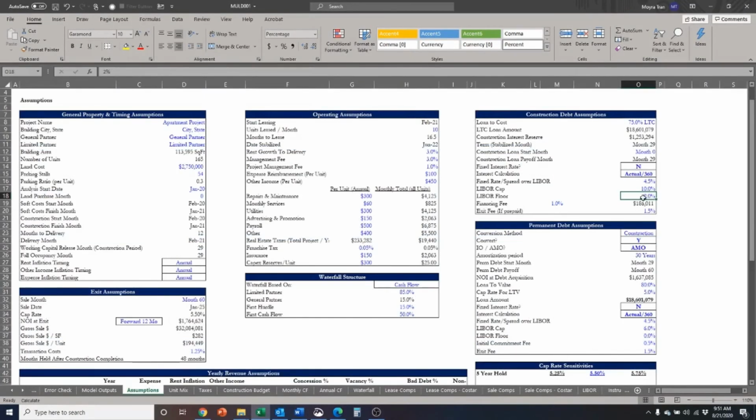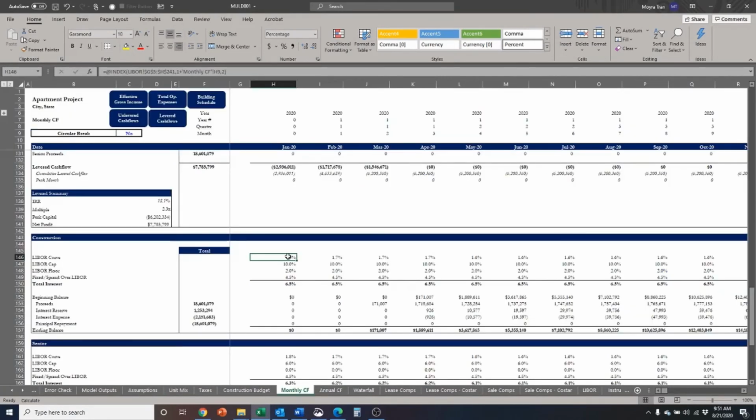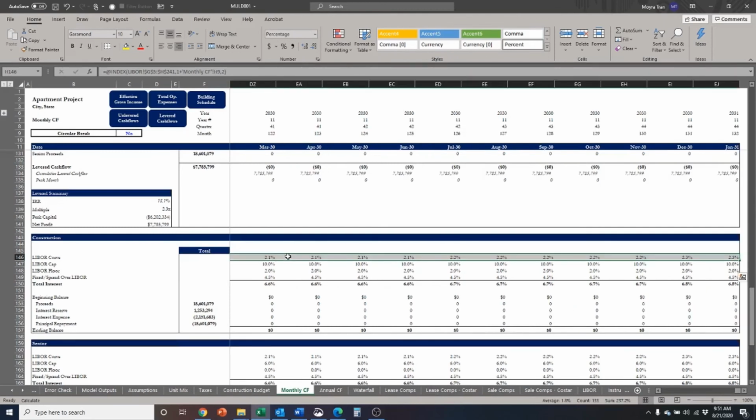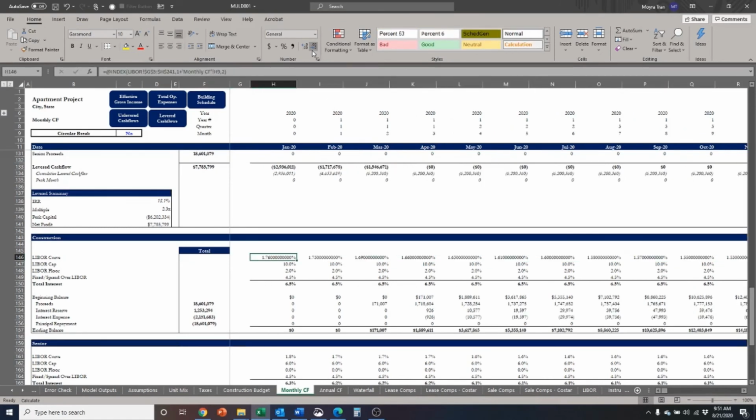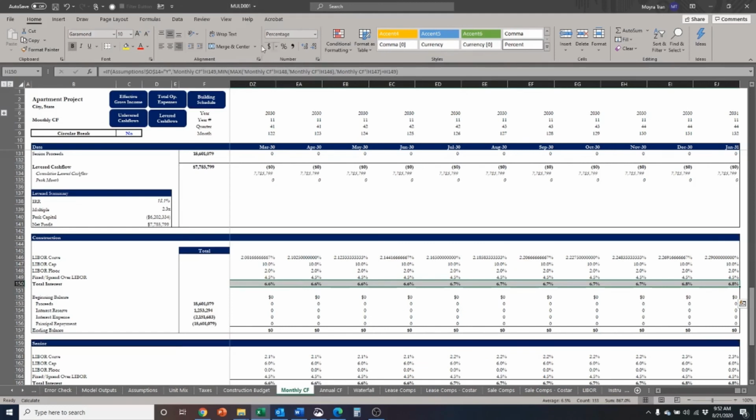So now that we've entered our LIBOR cap and our LIBOR floor, and we select that we want a floating interest rate, we can go over here to the monthly cash flows. And you can see that our LIBOR curve is pulled into the model here. It changes every month, so I'll just add a couple more decimals here. And so you can see we have 1.76, 1.73, etc., and it all changes. And now when we open this up, you can see how during the months here it changes. It just vacillates a little bit, not too much.